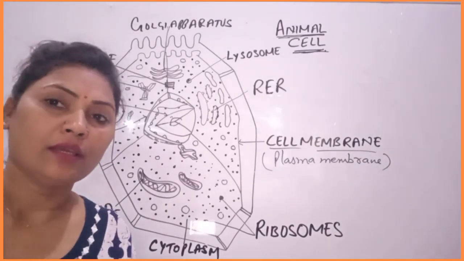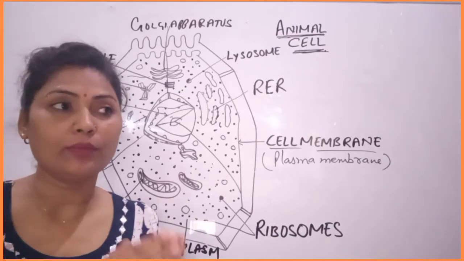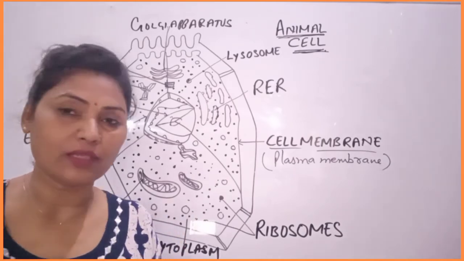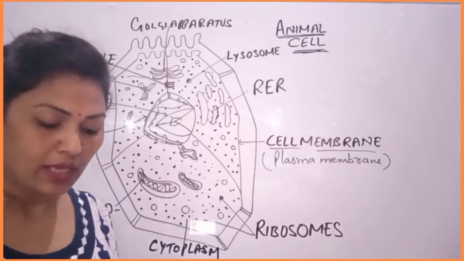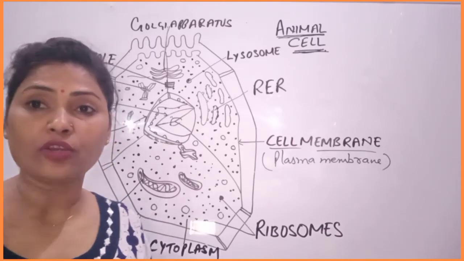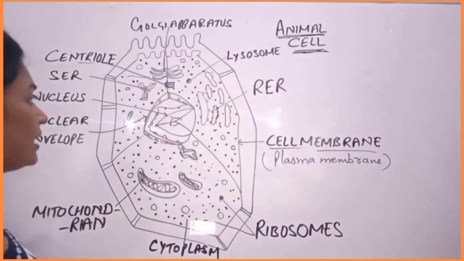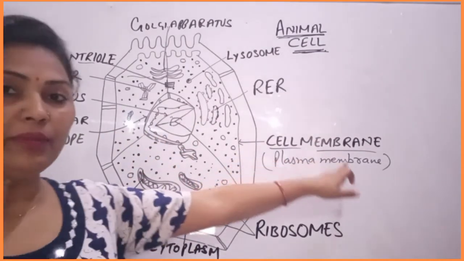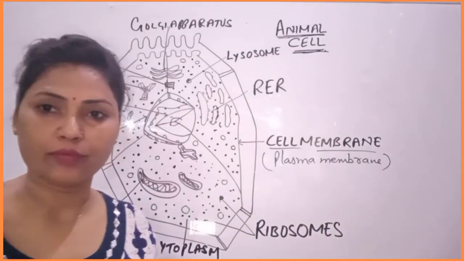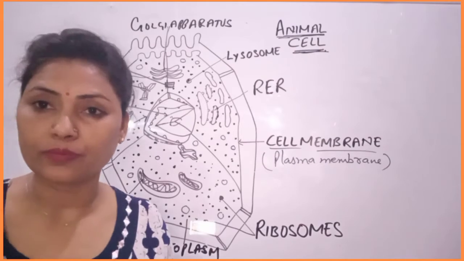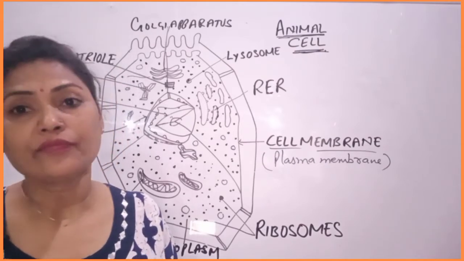You can see the basic structure of the cell. What organelles are present in the basic structure of the cell, how the cell is formed. Actually, the basic structure of the cell includes the nucleus, cytoplasm and mainly the cell membrane. These three structures are present in both plant cell as well as animal cell.